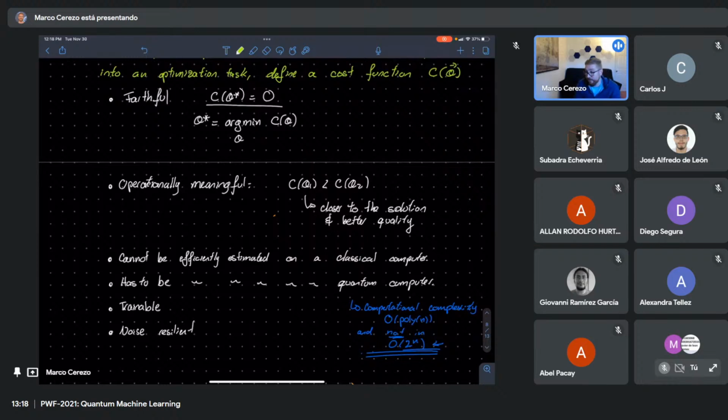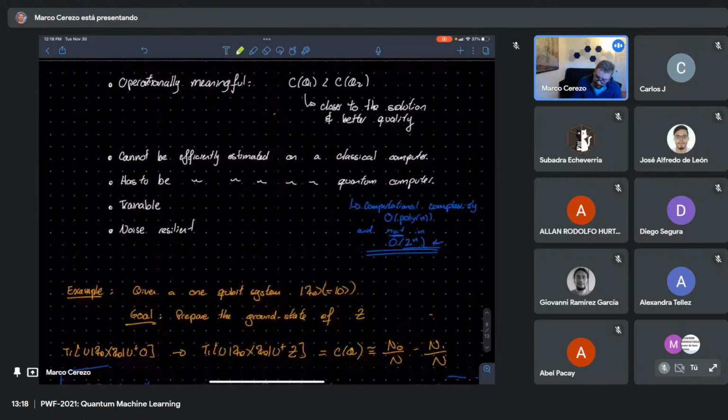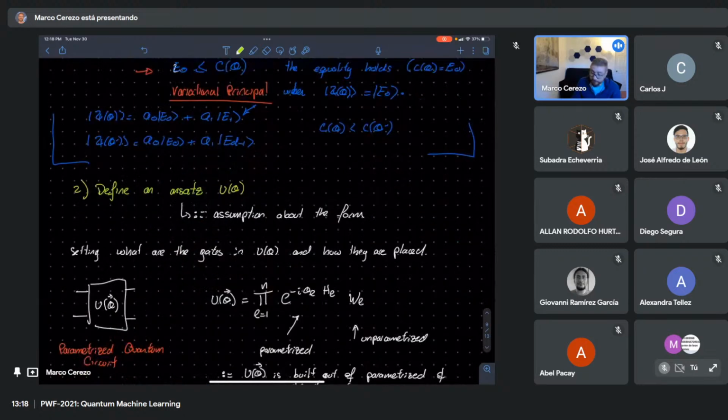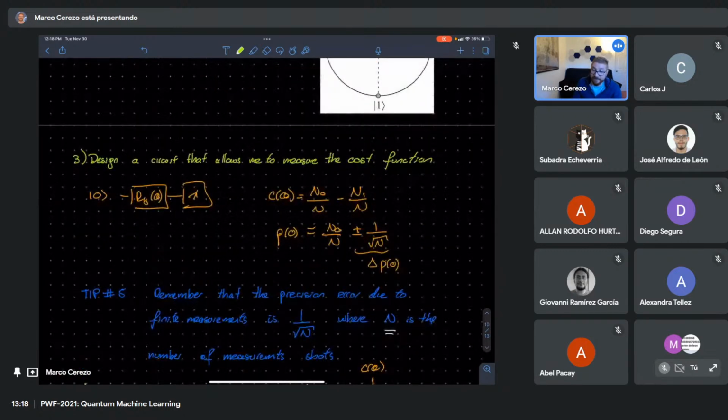Is it easy to estimate on a quantum computer? Well, it depends how many terms we have in that summation. We might have to drop some terms if we want to keep a polynomial number of terms and whatnot, right? So up to this point, so far, so good. Then we need to define an ansatz for U of theta. This is the first ansatz for U of theta that you're going to be seeing.